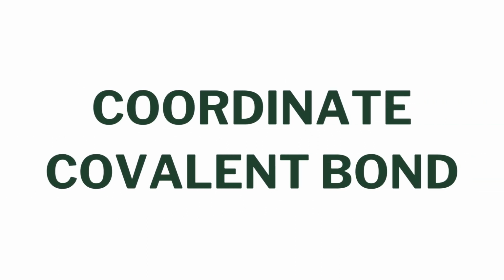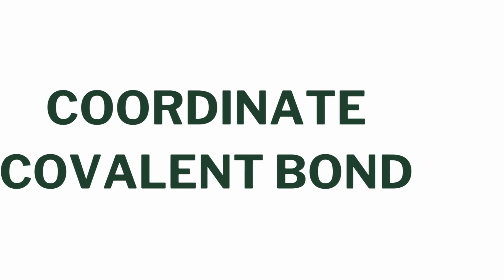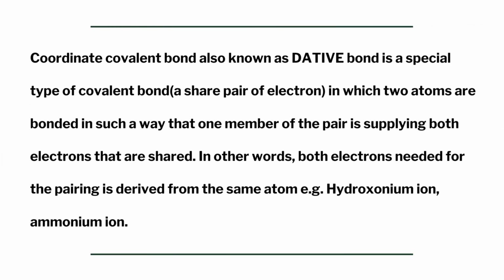So let's go to the coordinate covalent bond. A coordinate covalent bond is also known as a dative bond. So if I ask you, a dative bond is the same thing as a coordinate covalent bond. It's a very special type of covalent bond because only one atom is contributing the shared pair.